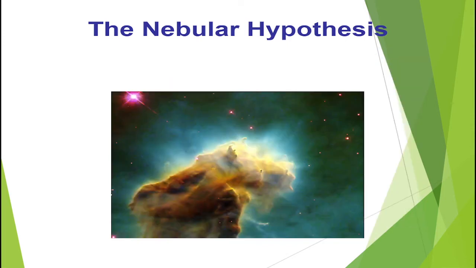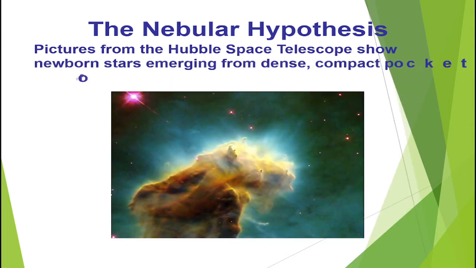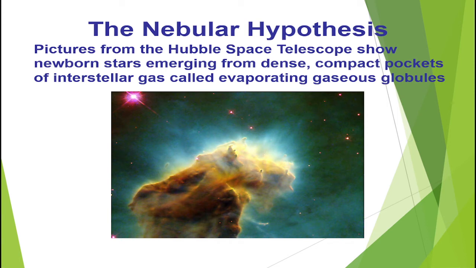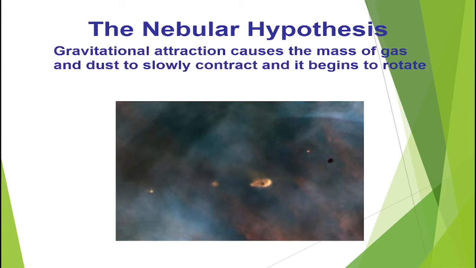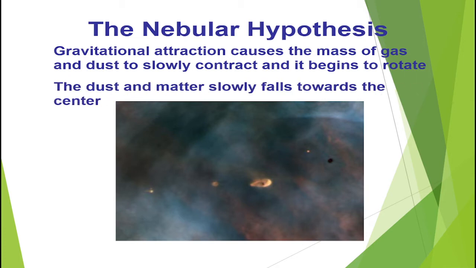The evidence of this hypothesis is seen from the pictures from the Hubble Space Telescope. It shows newborn stars emerging from dense, compact pockets of interstellar gas called evaporating gaseous globules. Gravitational attraction causes the mass of gas and dust to slowly contract and it begins to rotate. The dust and matter slowly fall towards the center.